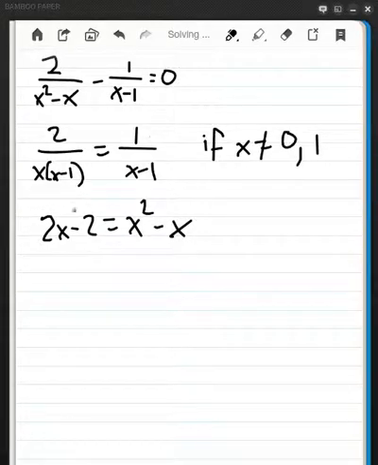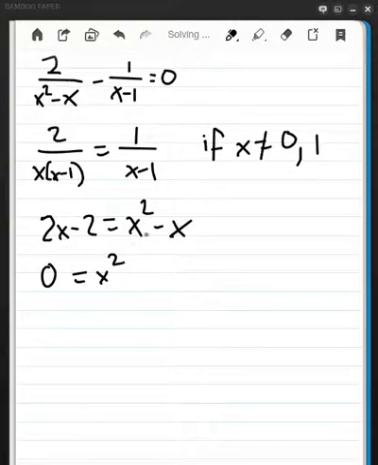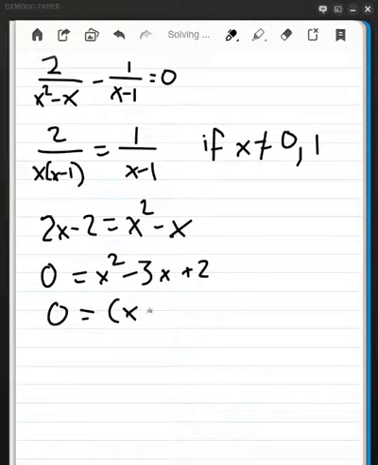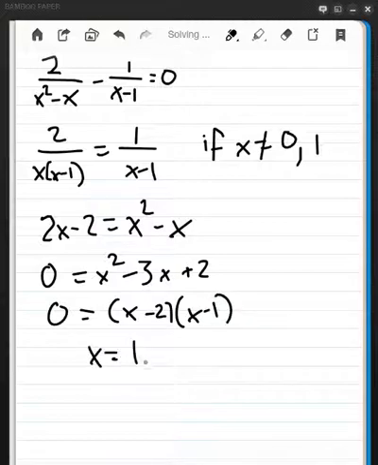Alrighty, let's subtract everything from the left side, bring it on over to the right side. So x squared, we're going to subtract 2x from negative x, which is negative 3x, and add 2 to both sides. Alrighty. Let's factor this guy. It'd be x minus 2, x minus 1 would give you that. So x is equal to 1 and 2.